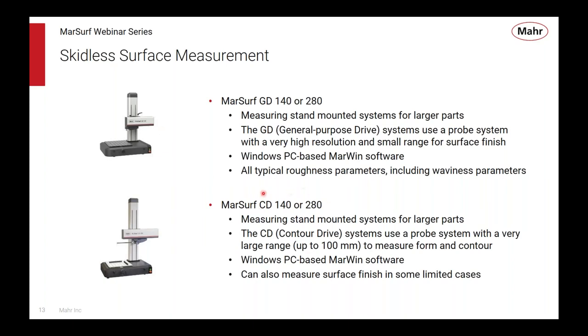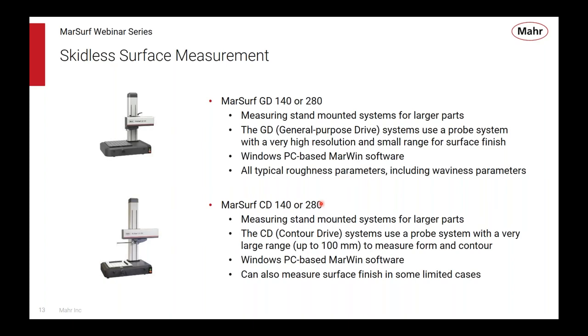The counterpart to that is the contour drive, and it's kind of the opposite. It has a big range. Instead of a half a millimeter or 1 millimeter, it goes from maybe 40 to 100 millimeters and has micron level kinds of resolution, not nanometer kinds of resolution. It's sub-micron, but it's not anywhere near the sub-nanometer kind of resolution.